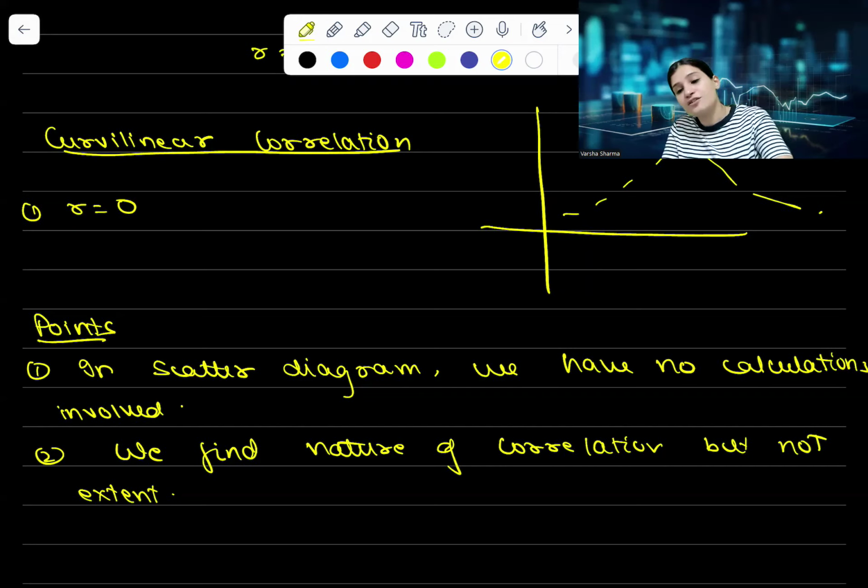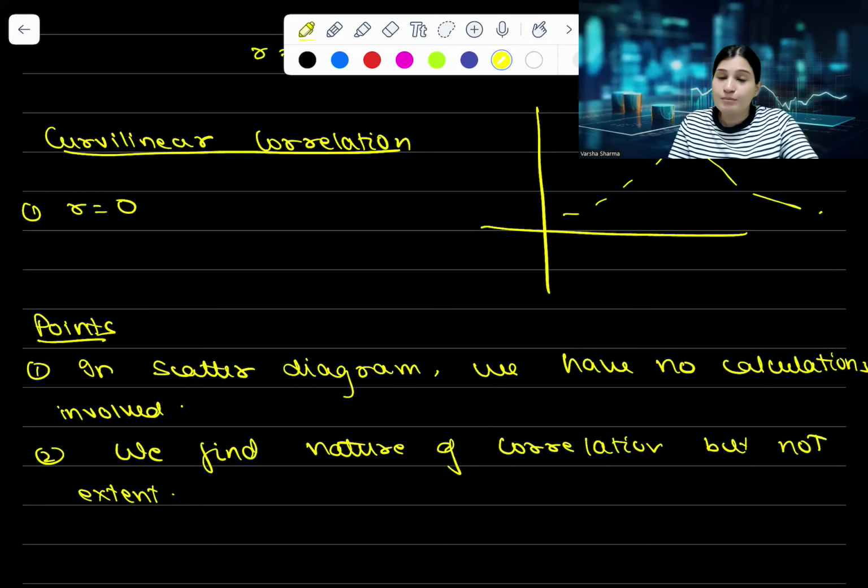Then we talked about measures of correlation. There are 4 measures of correlation: scatter diagram, Karl Pearson product moment correlation, Spearman's rank correlation, and coefficient of concurrent deviations. The first one we talked about is scatter diagram. It is completely theoretical, where x and y are plotted, in which you only get to know about the nature, but we don't get to know about the extent because there is no mathematical formula and calculations involved.